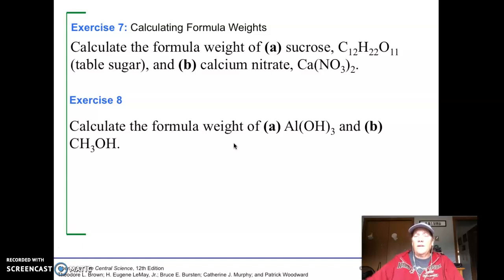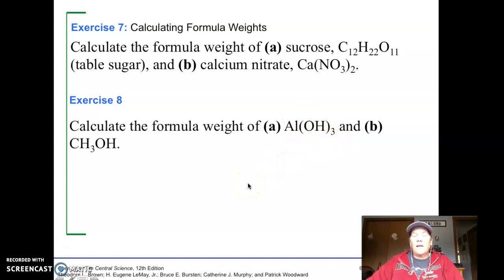Write down the symbols for your elements. So which you have, this one I'd have 1 aluminum, 3 oxygen, 3 hydrogen. Multiply by their mass from the periodic table. Aluminum is 27, oxygen 16 times 3, which would be 48. Hydrogen is 1 times 3, so you add those together.